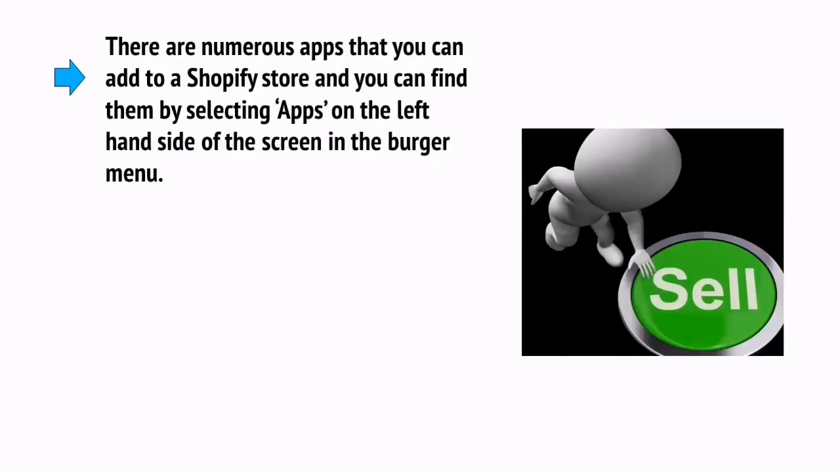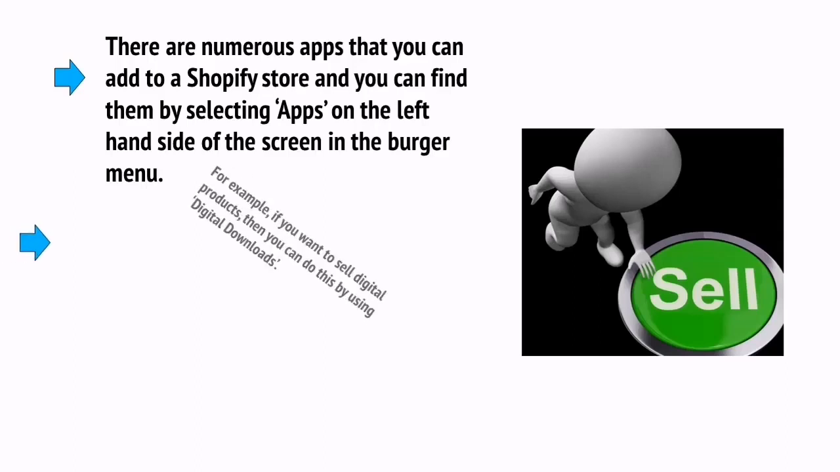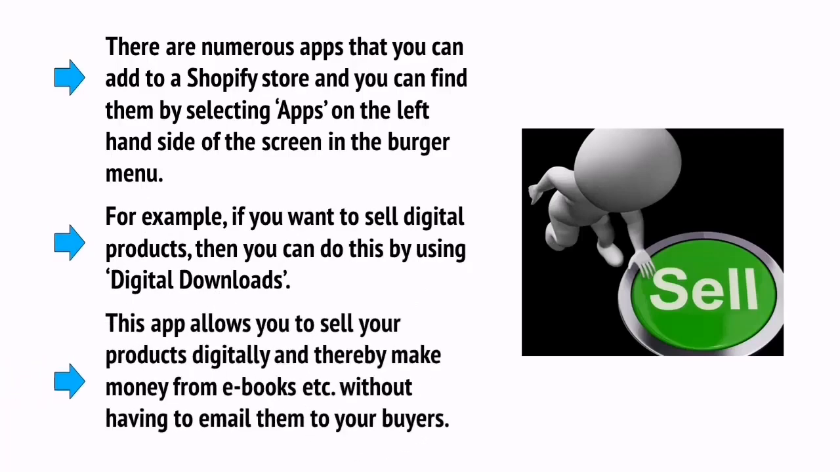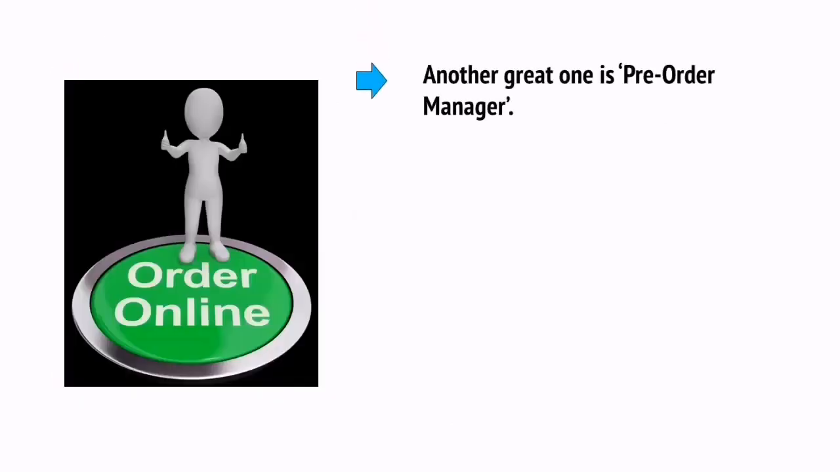If you want to add extra functionality to your site, you can start adding apps as well, which work just like WordPress plugins to enhance the features of your store. There are numerous apps that you can add to a Shopify store, and you can find them by selecting Apps on the left-hand side of the screen in the burger menu. For example, if you want to sell digital products, then you can do this by using digital downloads. This app allows you to sell your products digitally and thereby make money from ebooks, etc., without having to email them to your buyers.